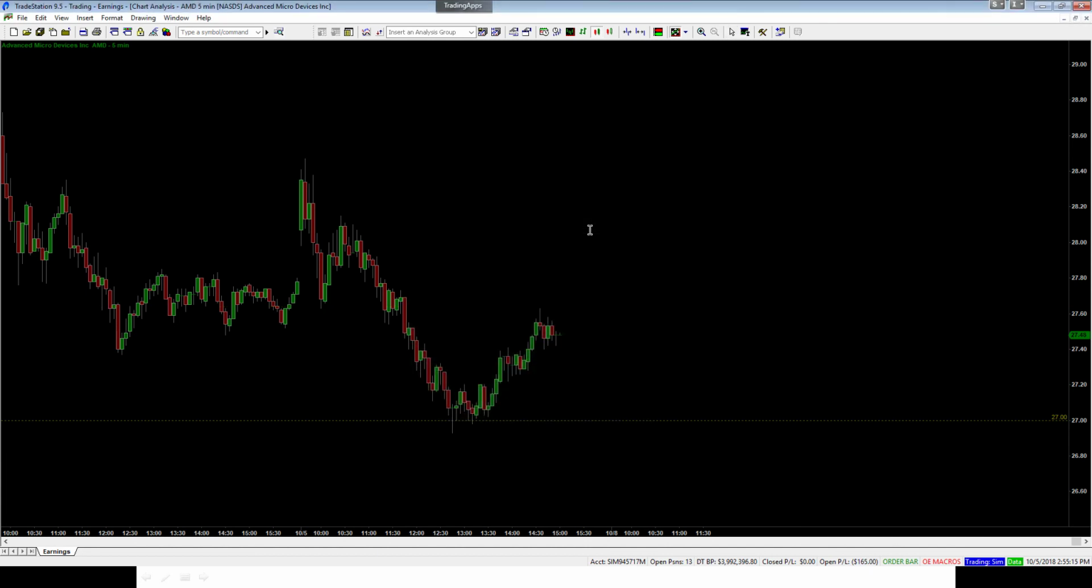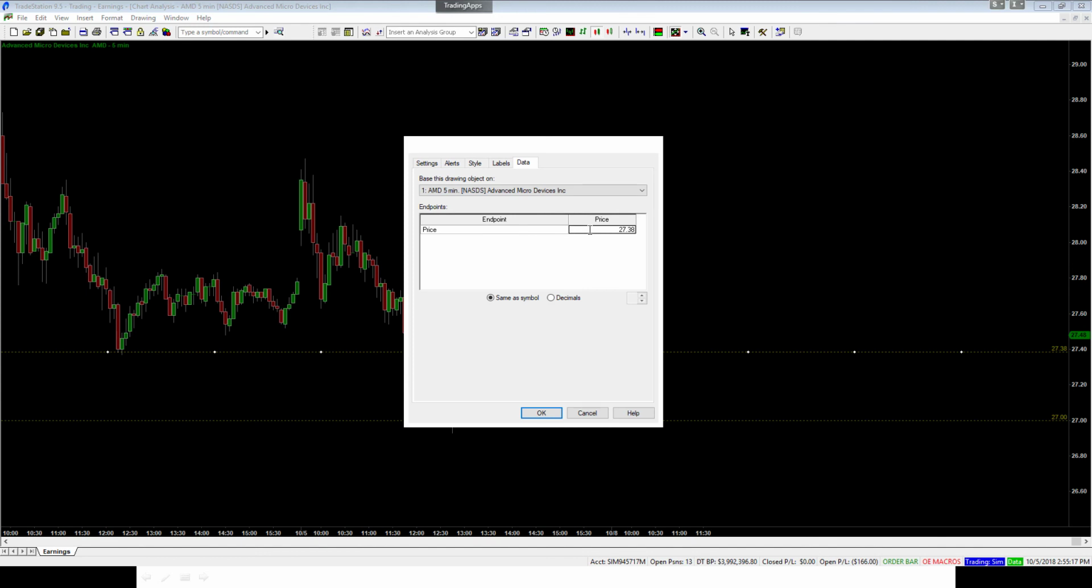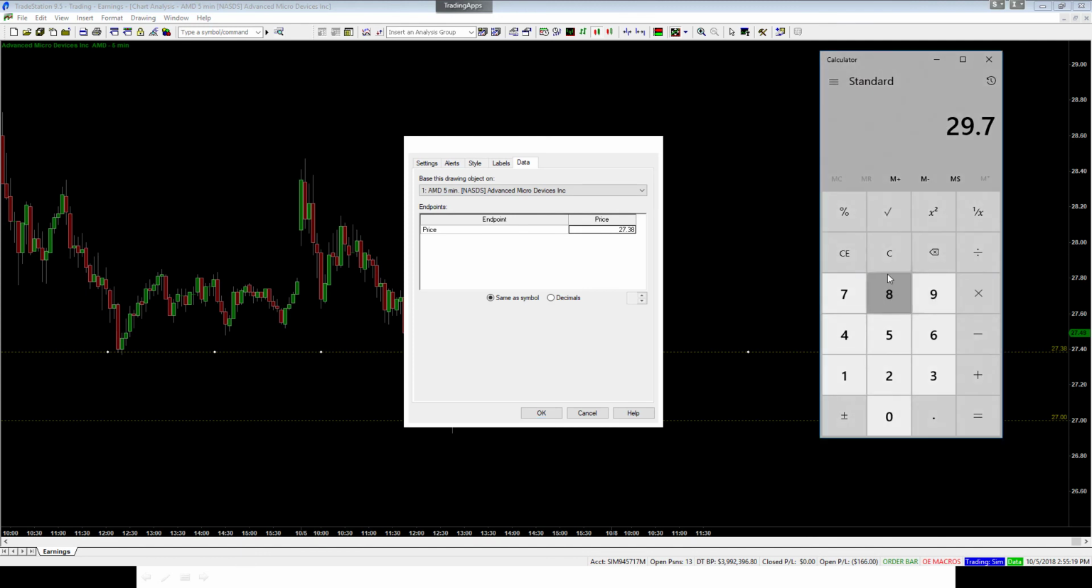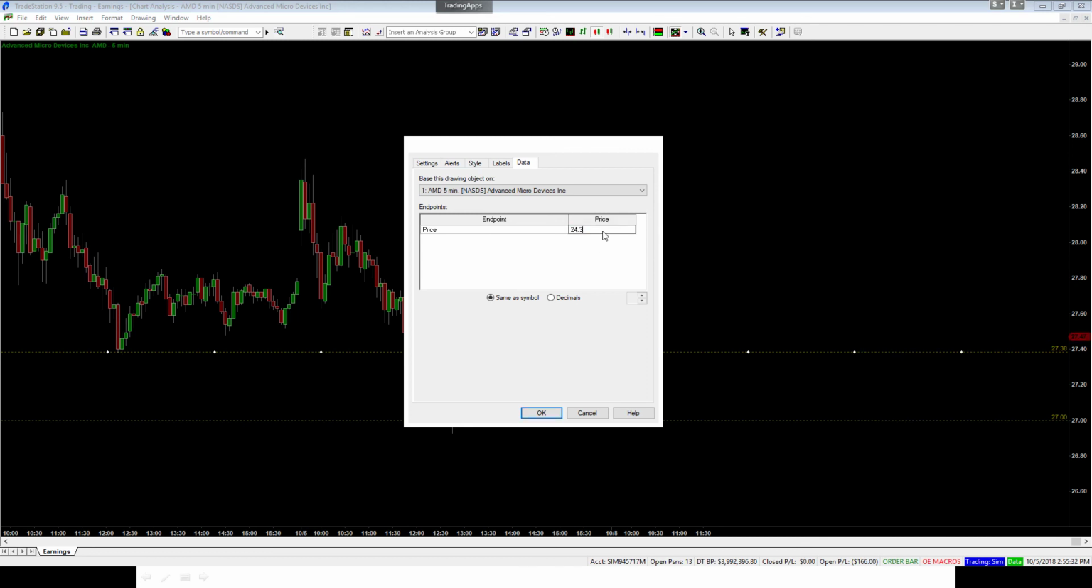And we'll add another horizontal line, and that is going to be our stop loss. All right, so you'll take your $27 entry and you'll minus 2.7 because we're using the 10-10-10 rule here. We're taking 10% or losing 10%. And that'll give you 24.3. So we'll add 24.3.